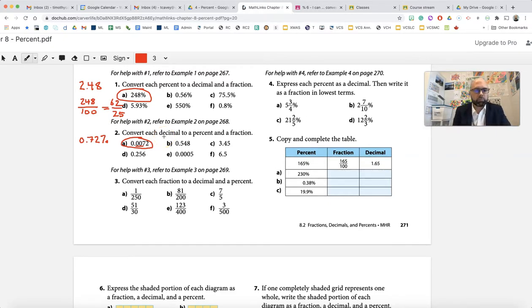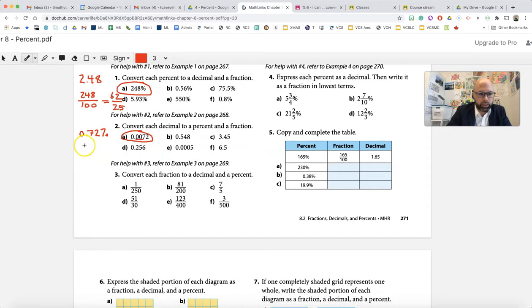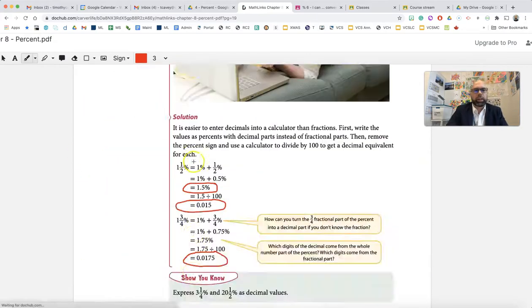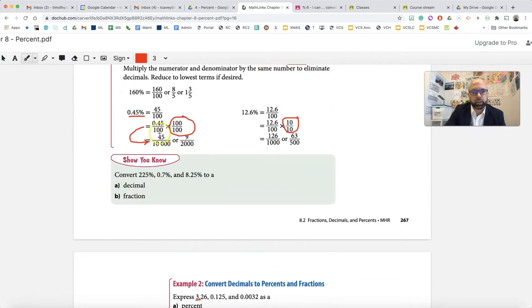Okay. And then as a fraction, this will not be 72 over 100. This will be 72 over 10,000. Sounds ridiculous, but basically what you're doing is moving the decimal over 2 places. So think of, I'll always go back to, 45 over 100.